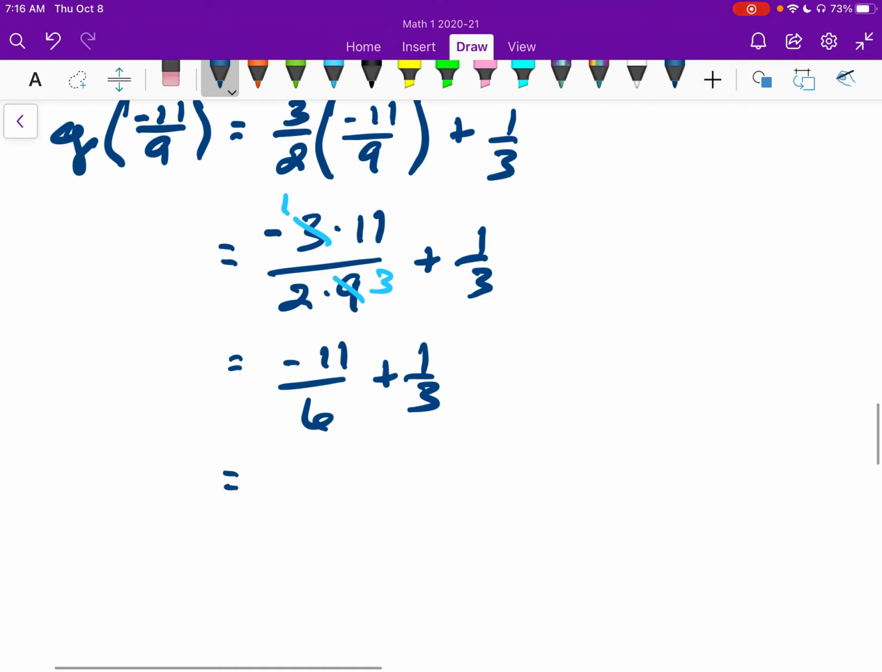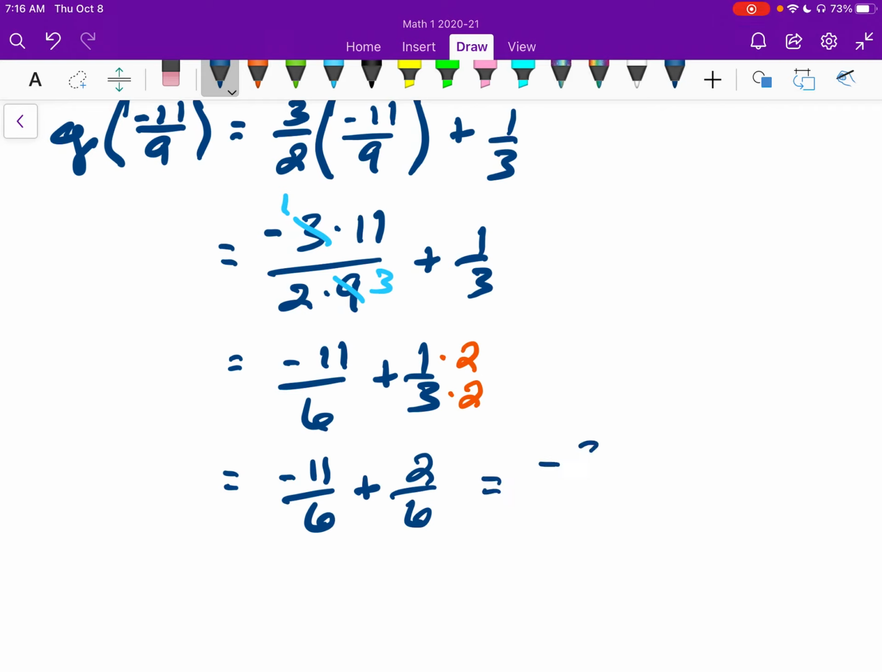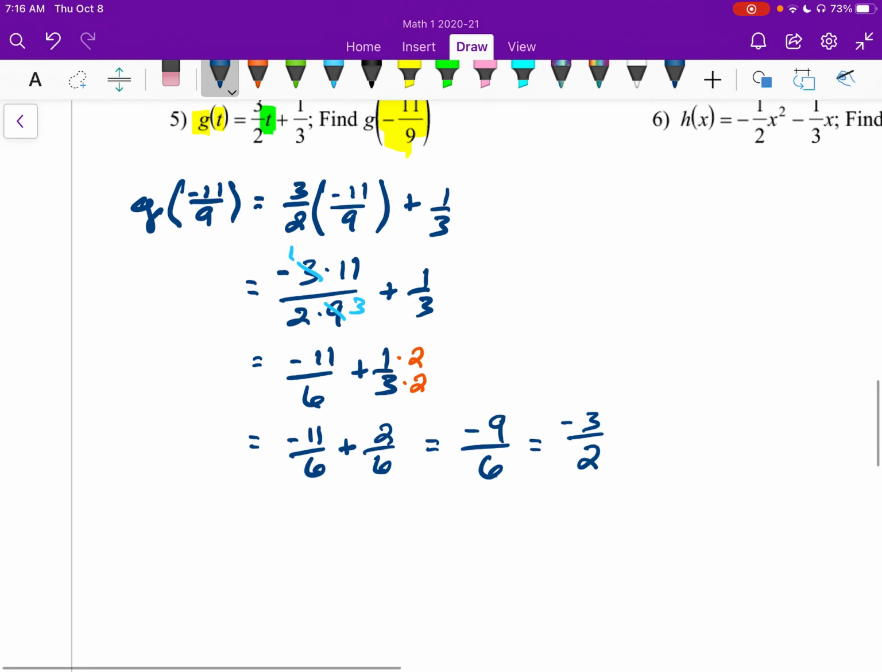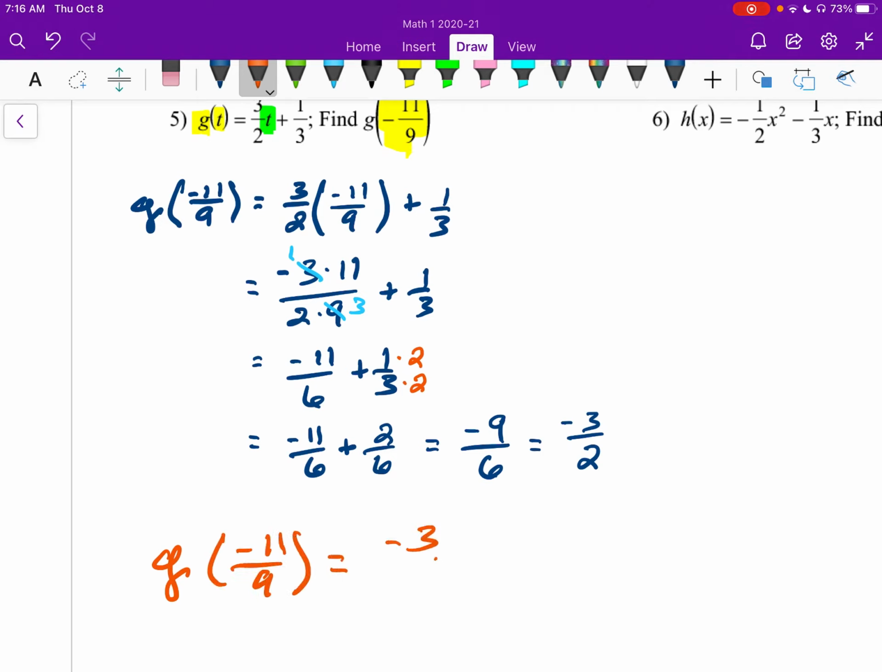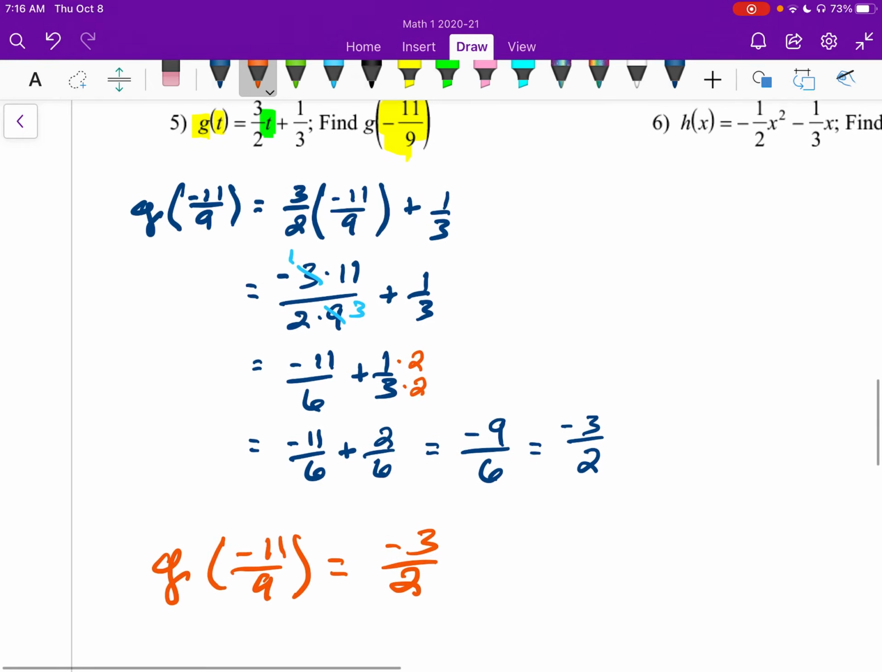If I were to get common denominators, I would have negative 11 over 6 plus, well, how do I get common denominators of 1/3? I would multiply by 2 on top and bottom. So that's plus 2 over 6, which is negative 9 over 6, which can reduce to negative 3 over 2. Cool. So now to finish up the problem, I'm going to write my answer as g of negative 11 over 9 equals negative 3 over 2, or negative 3 halves.